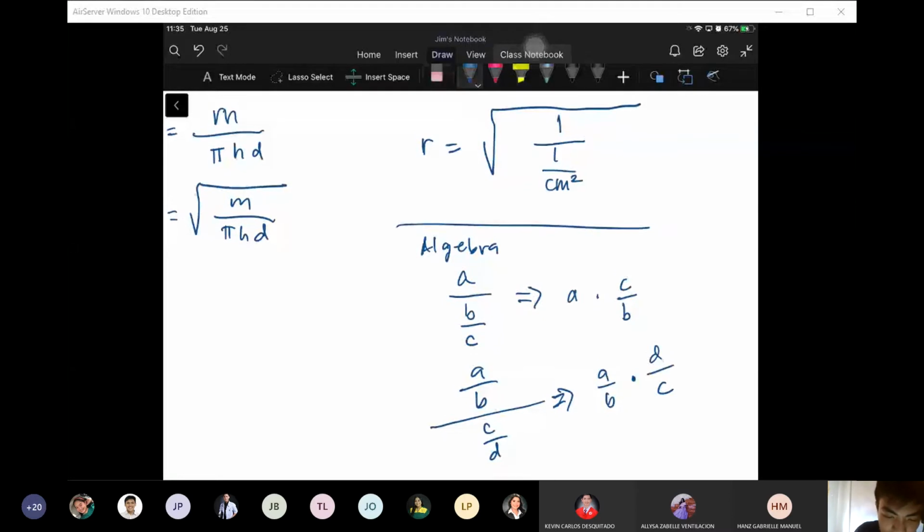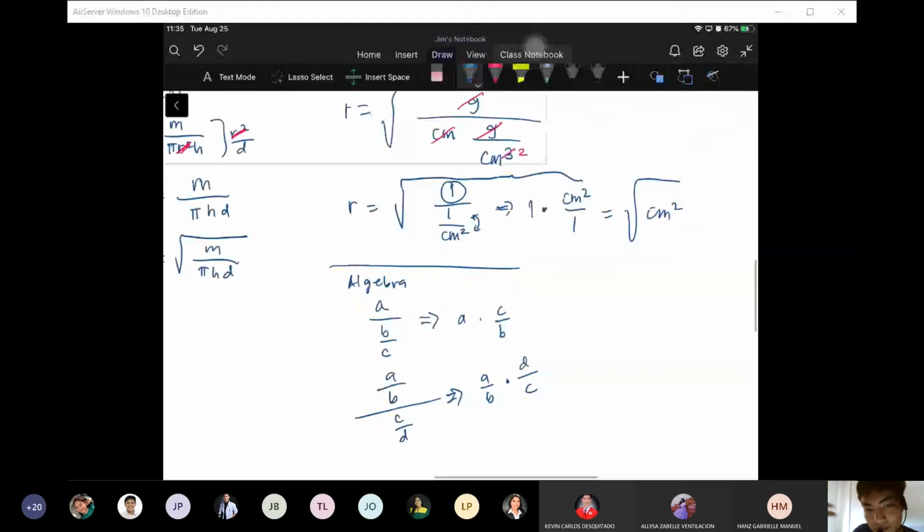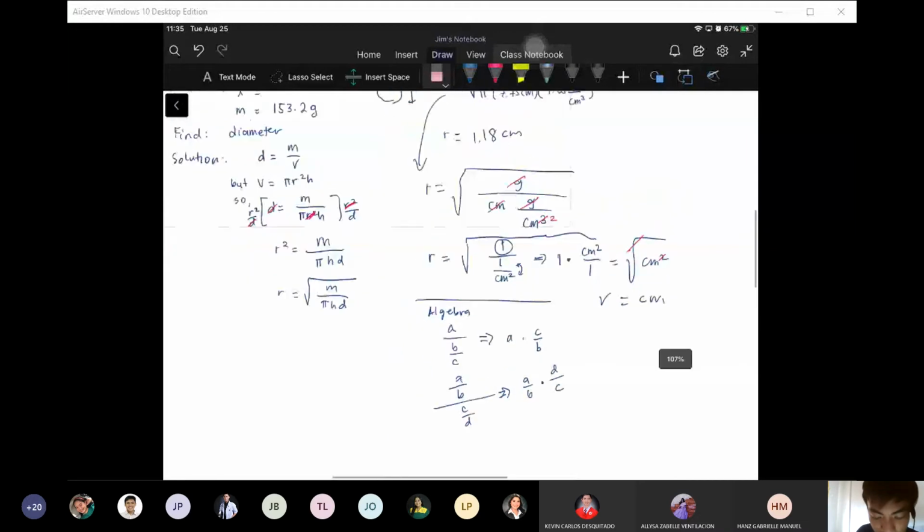So that means I can rewrite this. I will just copy the numerator. Ito yon. So that's 1 times the reciprocal of the denominator. So pabalik na rin ko lang sila ng pwesto. So what is 1 times cm square over 1? So that corresponds to the square root of cm square. Diba? And if may square root, what can we do? We can cancel the exponents, giving us a final unit for r being centimeter.